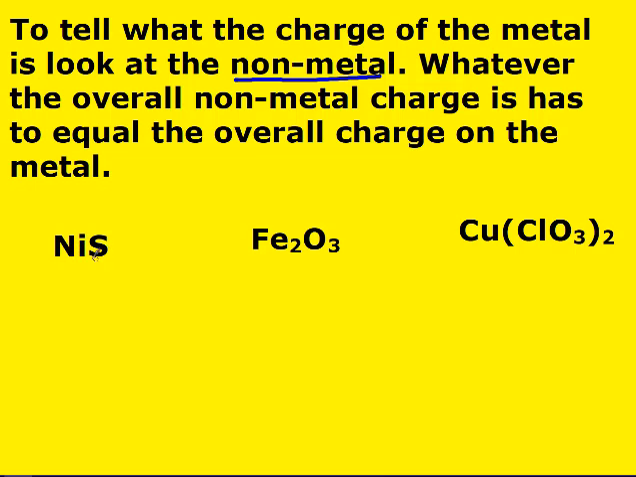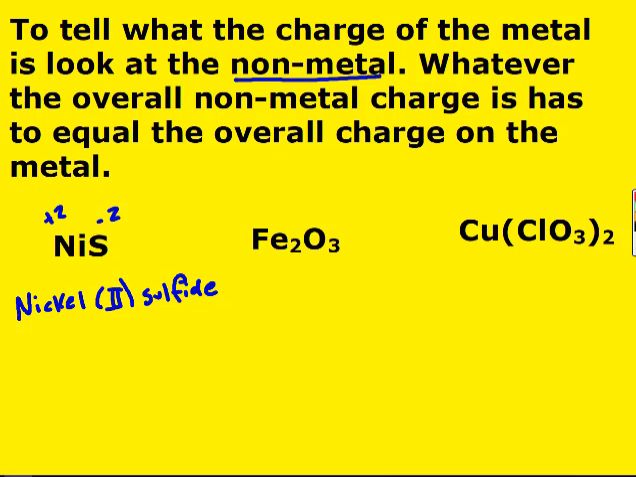So for NiS, nickel is not in group 1A, 2A, silver, zinc, cadmium, aluminum. So we don't know the charge of nickel, but we do know the charge of sulfur. And sulfur is always a -2 charge. Since I only have 1 sulfur, then nickel must be a +2. So I would say that that's nickel(II) sulfide.